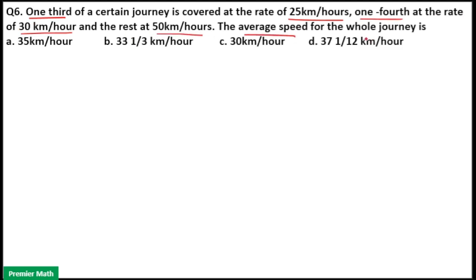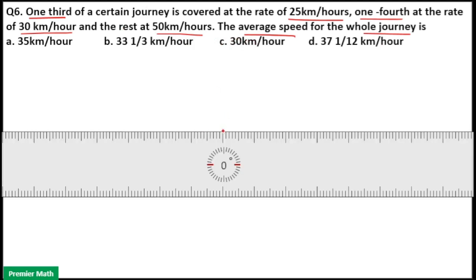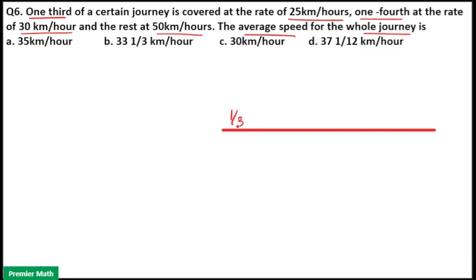The average speed for the whole journey is... Here you can see distance is different, so you cannot choose the LCM method. So let's check out. Here, one-third of a certain distance is covered with a speed of 25 km per hour, one-fourth of that distance is covered with a speed of 30 km per hour, and the remaining distance is covered with a speed of 50 km per hour.